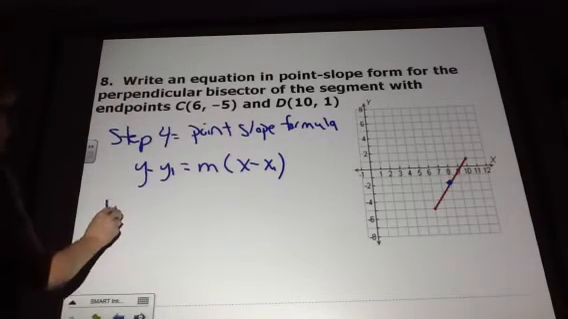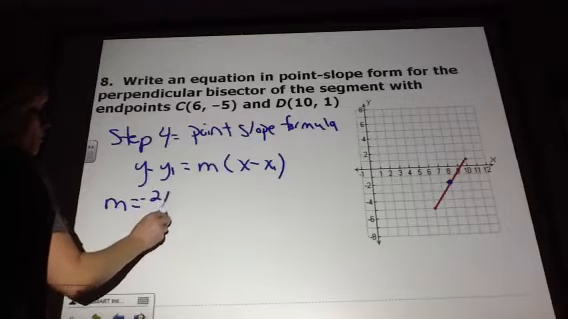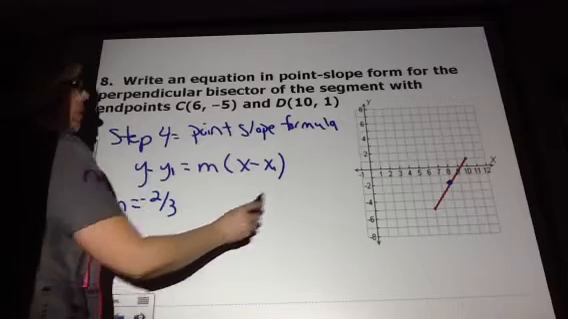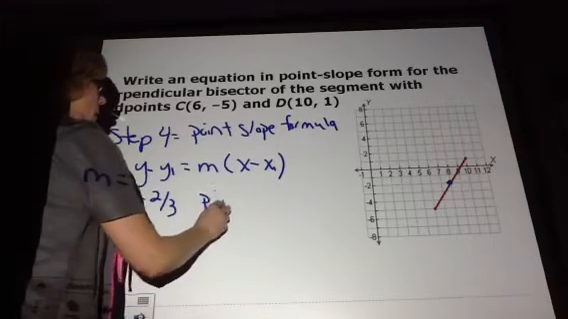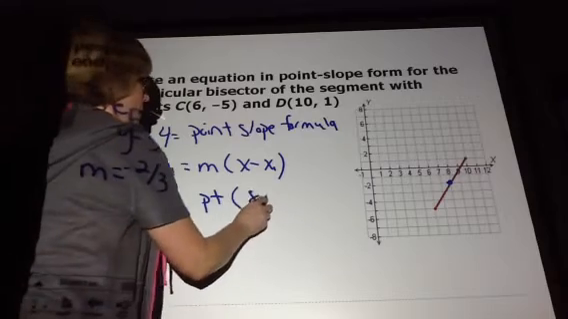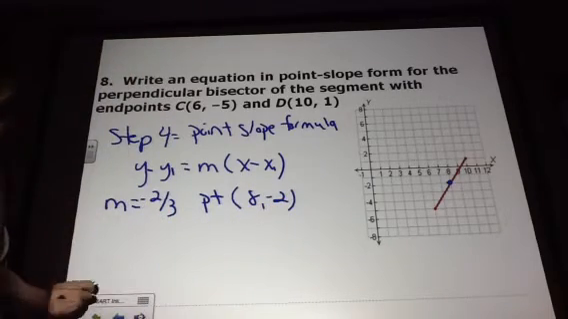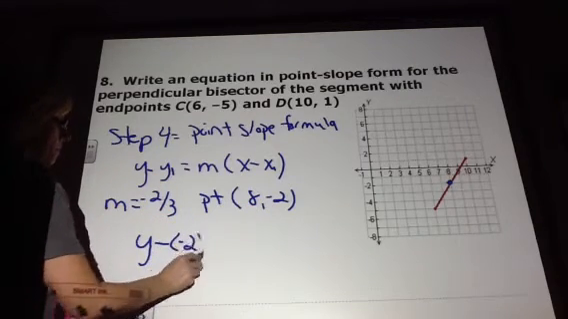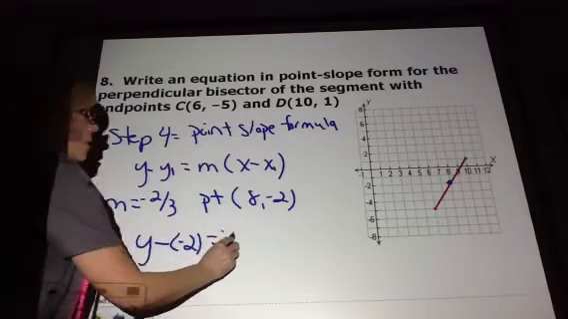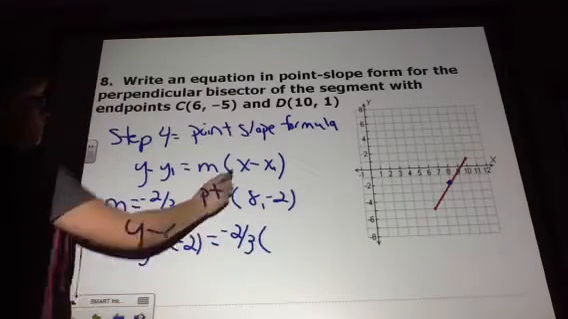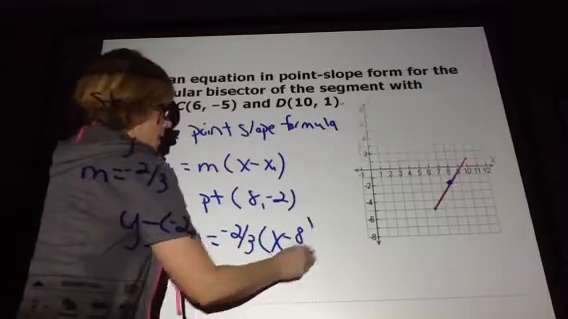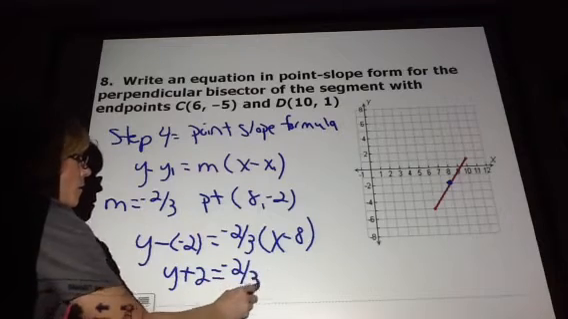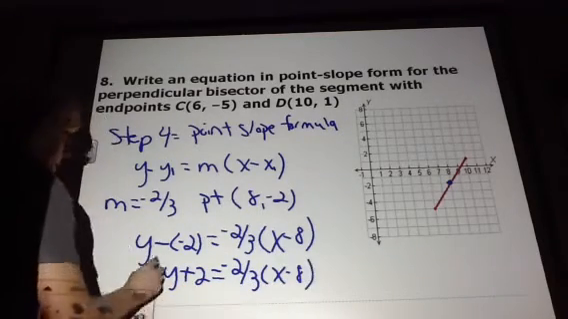Okay, so let's identify what our slope is. We said it was negative 2/3. All right, and we've got our point, which is our midpoint, which is 8, negative 2. So if we substitute in, we have y minus y subscript 1, which is negative 2, equal to m, which is our slope, times x minus 8. So let's clean this up a little bit. y plus 2 equals negative 2/3 times x minus 8. There's your answer.